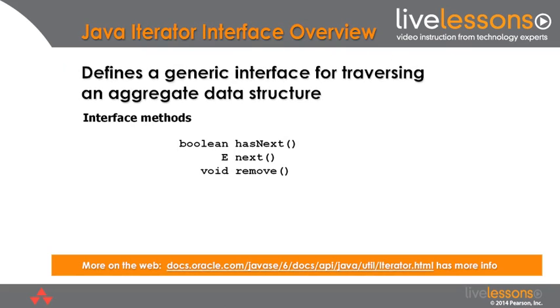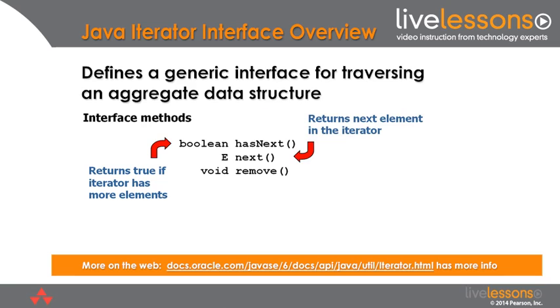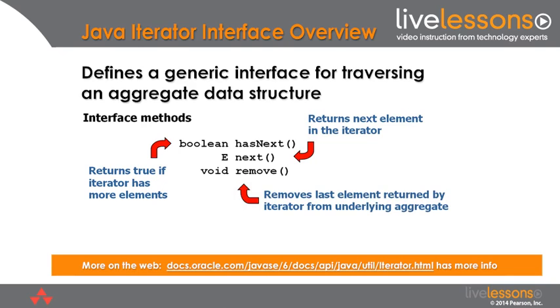As mentioned before, we're actually going to use Java's Iterator interface as the basis for our iteration in the expression tree. Java defines a generic interface for traversing an aggregate data structure called Iterator, and it has a number of predefined methods. These are virtual methods that you have to subclass or implement with an implementation class. The hasNext method returns true if there are more elements in the iterator. In other words, it's not finished. The next method returns the next element in the iterator, assuming it's not finished. And the remove method can be used to remove an element from the underlying aggregate itself. There's more documentation you can find at the Java website to learn more about this interface.